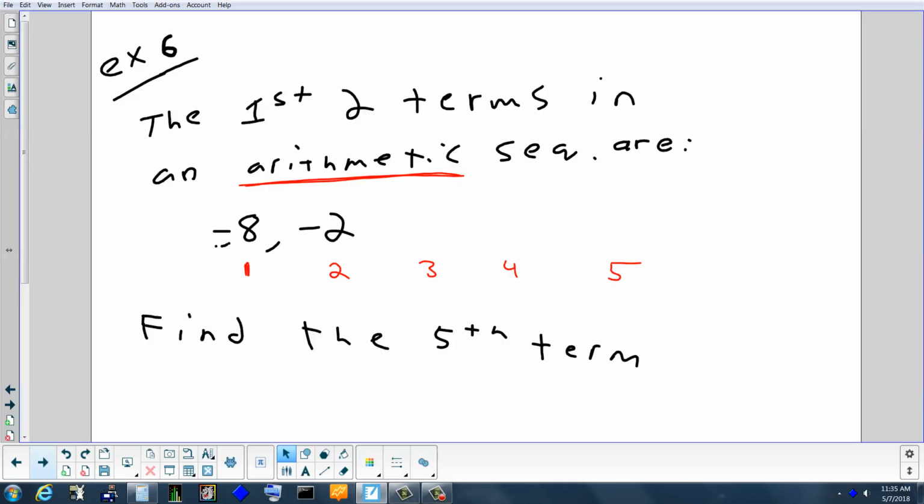What am I adding each time here? I'm adding 6. So what would the third term be? 4. And the next one? 10. And the 5th one? 16. Not too bad to just do that real quick by hand. If you had asked me for the 500th term, what I probably would have done is found the formula and then plugged in. Because I'm not going to add 6 500 times. I'm just going to use the formula and make that a little faster.